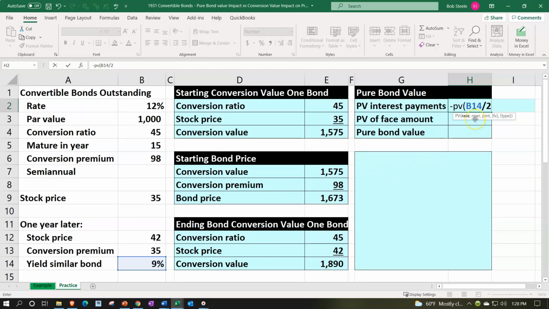And then comma, we're going to take the number of periods, and this is going to be a little tricky. I'm going to put a bracket here. The number of periods were 15, but then 1 year has passed.